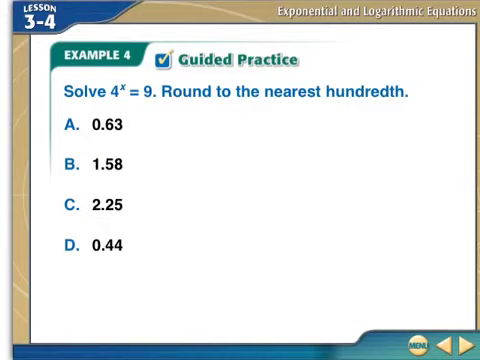In example 4 guided practice, I would like you to solve 4 raised to the x equals 9 and round your answer to the nearest hundredth. You have 4 choices, A, B, C, and D. I would like you to go ahead and solve the exponential equation using logarithms like we did in examples part A and part B. Work out your solution and then press submit.